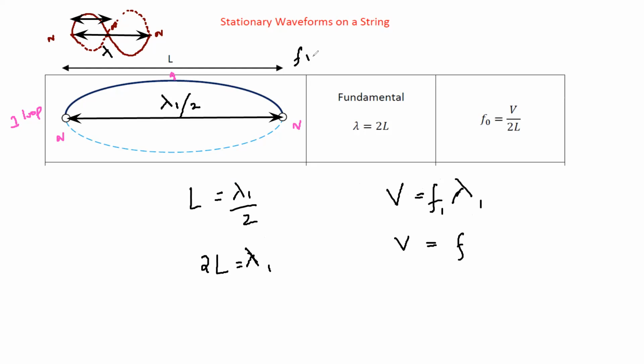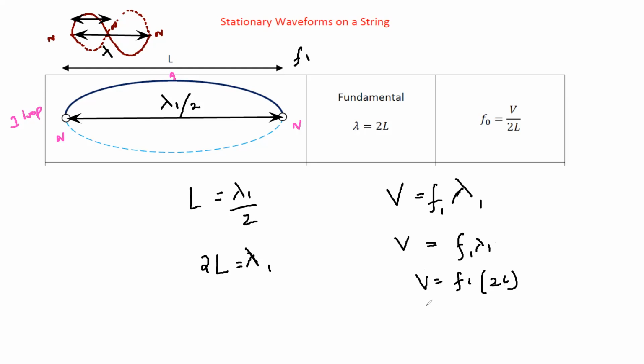Because the frequency will change as the number of loops changes, as well as the wavelength. So F1 means the frequency when it is vibrating in one loop, and lambda 1 means the wavelength when it is vibrating in one loop. So V1 equals F1 lambda 1. And we know lambda 1 is 2L, so in place of lambda 1, we can write 2L.